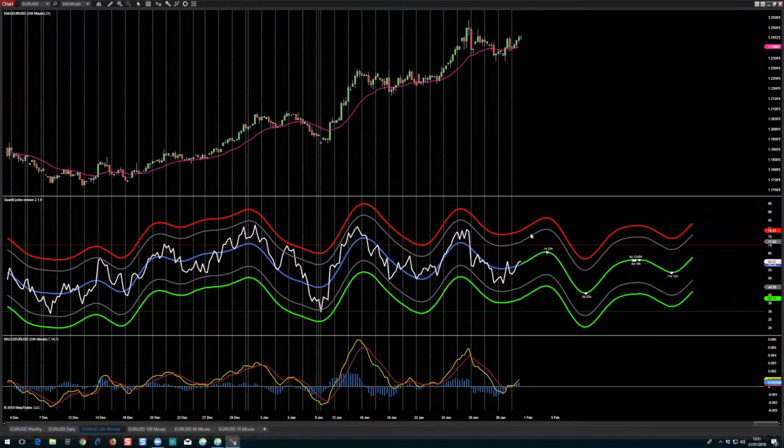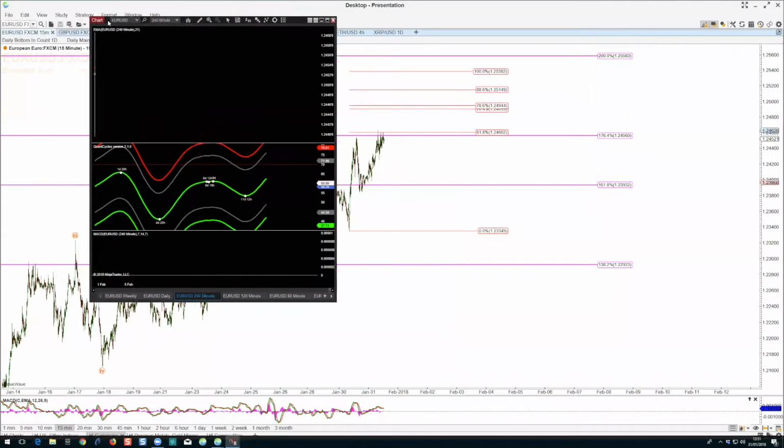On the 240-minute, again, this is expecting a little bit more upside before we start down. So we might come up here and hit one of these higher retrace fibs, or we could even take this high out and just make another minor small high in the euro dollar.